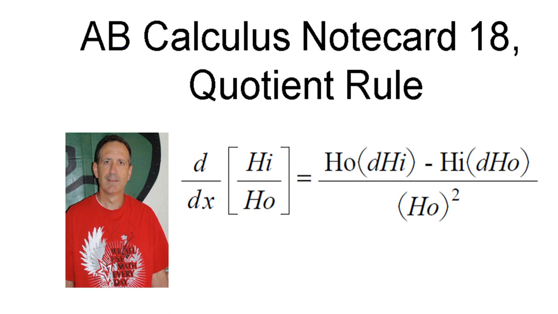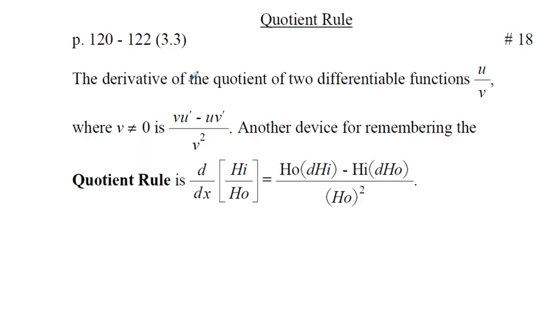And here we go. The quotient rule: the derivative of the quotient of two differentiable functions, defined here as u divided by v, where v is not equal to 0, is (v u prime minus u v prime) over v squared. Another device for remembering the quotient rule is d dx of high over ho equals (ho d high minus high d ho) over ho squared.